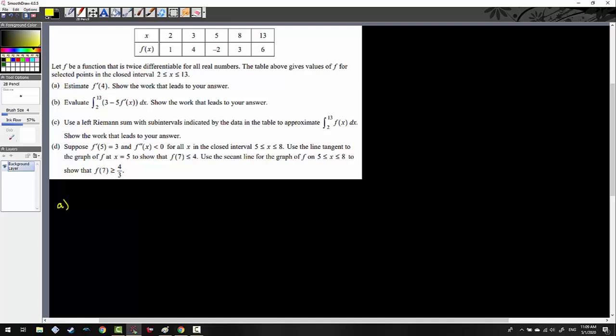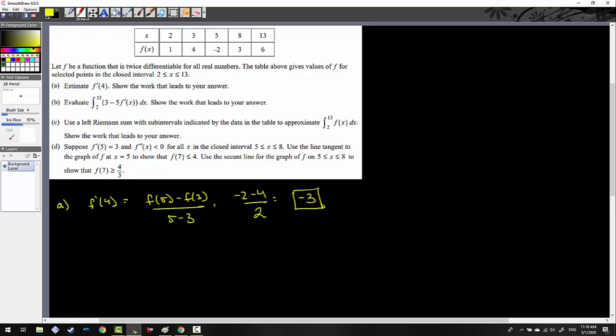Part A says estimate f prime of 4, show the work that leads to the answer. Pretty simple. The highest level of math needed to answer part A will be integrated 1. In order to figure out f prime of 4, I'm going to say, hey, that's approximately f of 5 minus f of 3 over 5 minus 3, which ends up becoming negative 2 minus 4 over 2. And actually, at this point, you can leave it right there to not simplify it, but if we did simplify it, it would become negative 3.